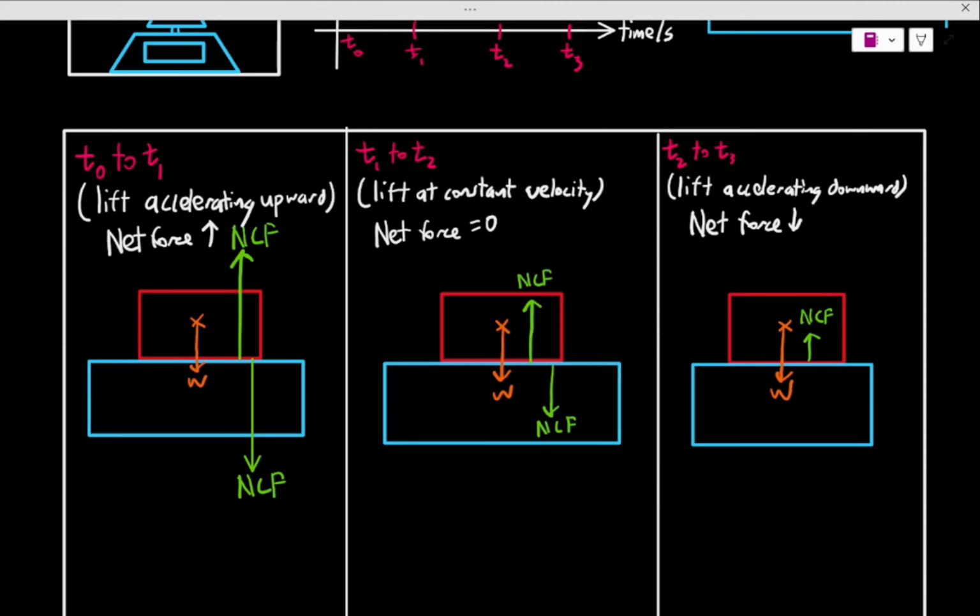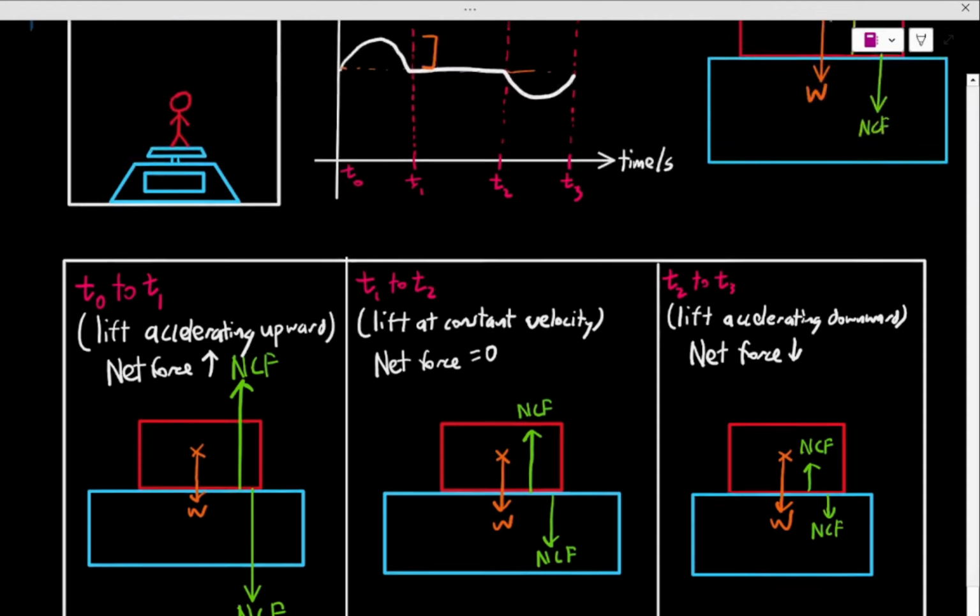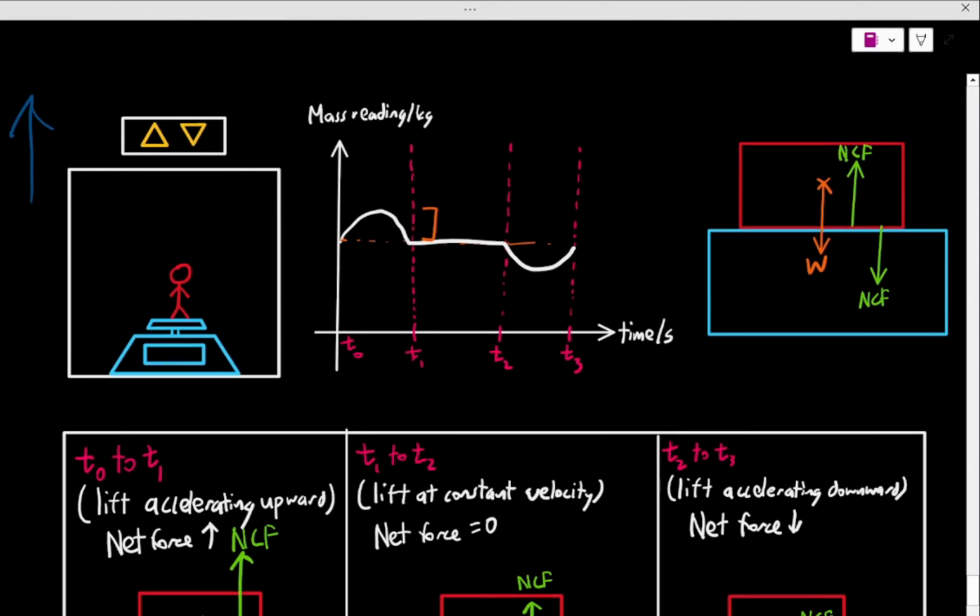Since there is a lower amount of normal contact force by the weighing scale on you, there must also be a lower amount of normal contact force by you on the weighing scale, which is why, overall speaking, you have a lower mass reading when the lift is coming to a stop. And this explains why you feel like you're kind of almost floating, I guess, because you have a lower mass reading on the weighing scale.